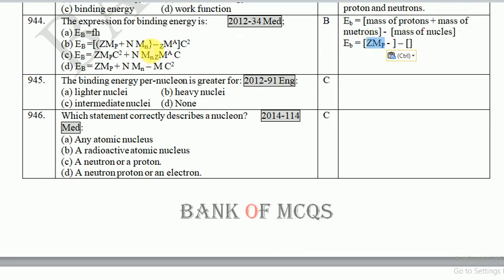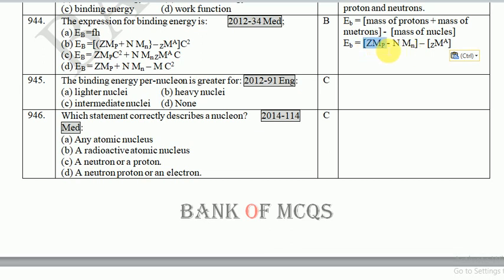Now Z or N is the number of neutrons and Mn is the mass of one neutron. So N times Mn is the mass of total neutrons. So this is the equation for binding energy.